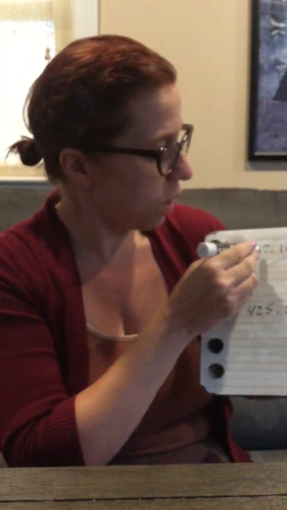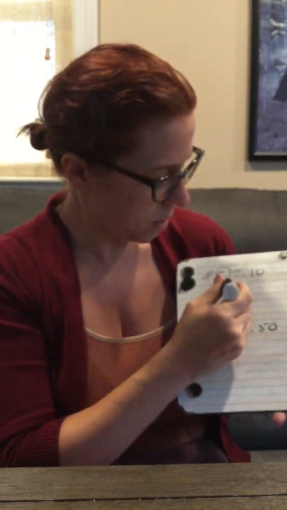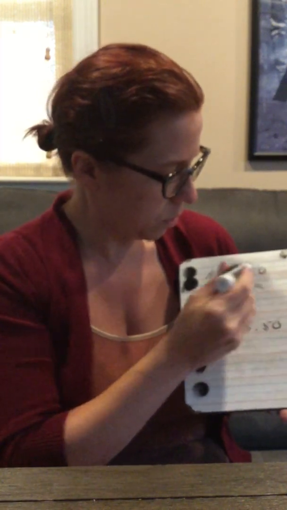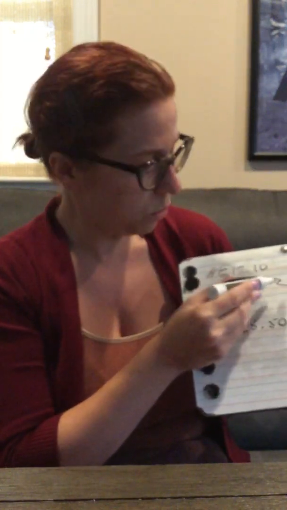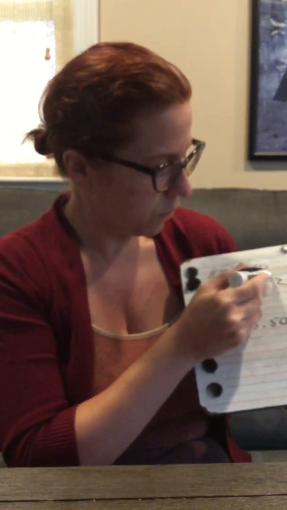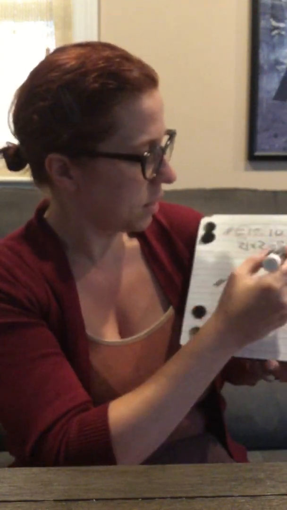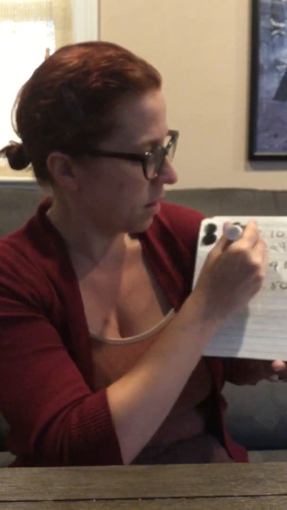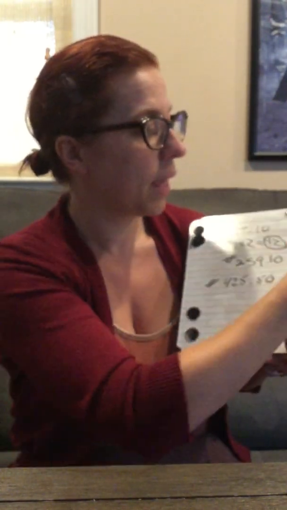Okay, so $217.10. We're taking 21 times 2, which would equal 2 times 1 is 2. 2 times 2 is 4. 42. So now we're going to add 42 to this. So 10 stays. 7 plus 2 is 9. 4 plus 1 is 5. 2. So that's your total amount. That is your tip. Okay, $9.90.